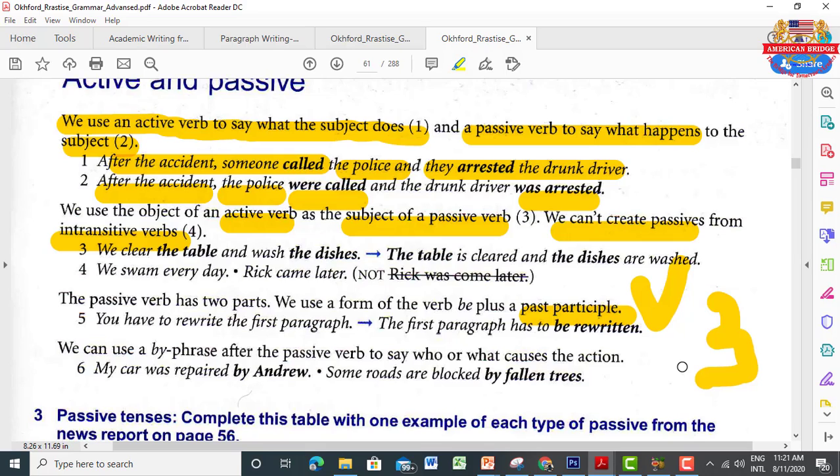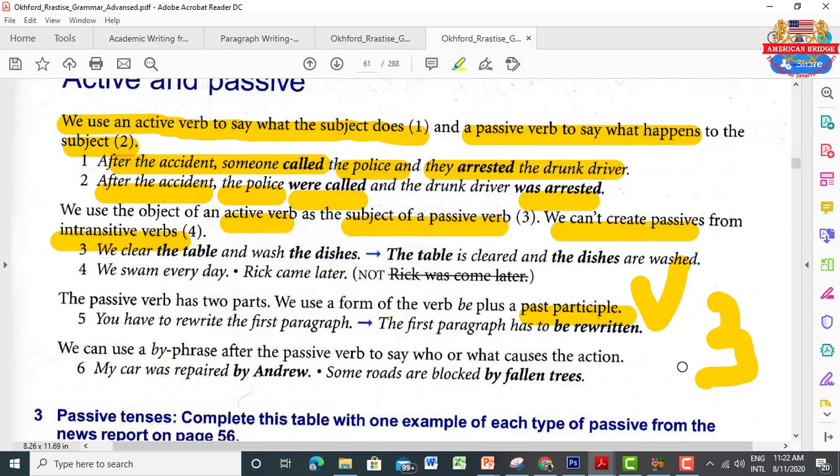We can use by phrases after the passive verb to say who or what caused the action. To cause the action means to make that event or action happen.